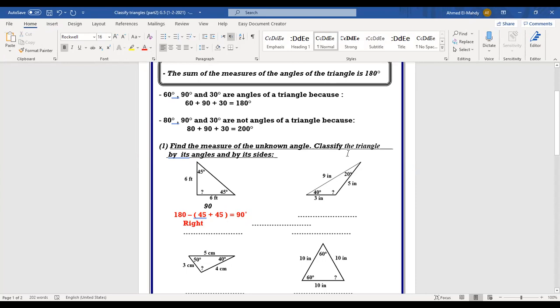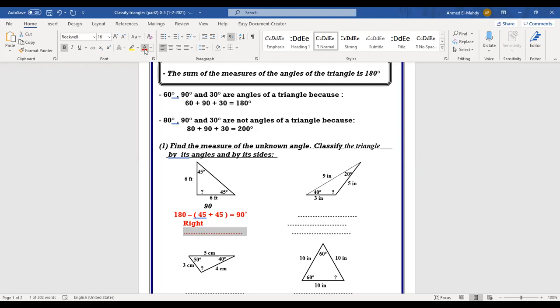Yes, Zain. What is the kind of this triangle related to its sides? Equilateral, isosceles, or scalene? Again, Zain. No, concentrate, Zain. No problem, concentrate.